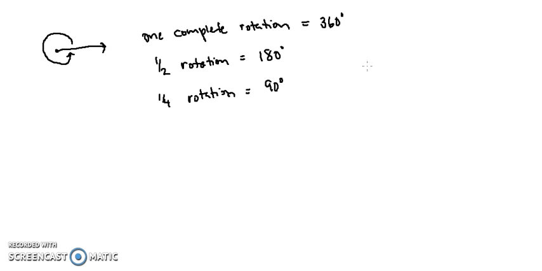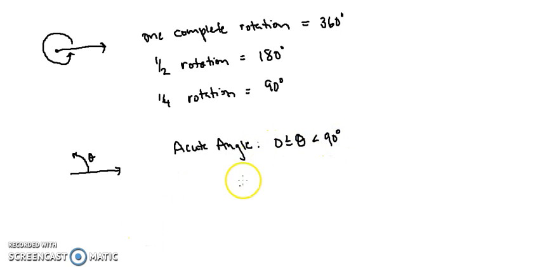Now let's talk about some common angle measures. So let's say that we have this here, and we're rotating anywhere up to 1/4 of a rotation. Anything up to 90 degrees is going to be an acute angle. So again, we're going to call this theta. Acute angle means that theta is between 0 and 90. That should be familiar from your geometry days as well. And then, of course, if we get all the way up to 90 degrees, that's a right angle.